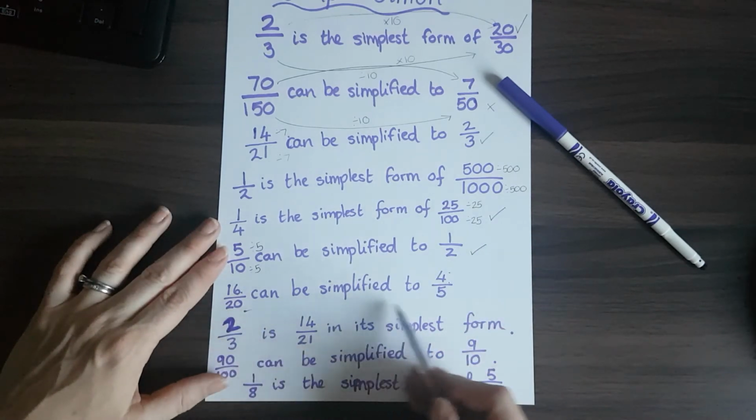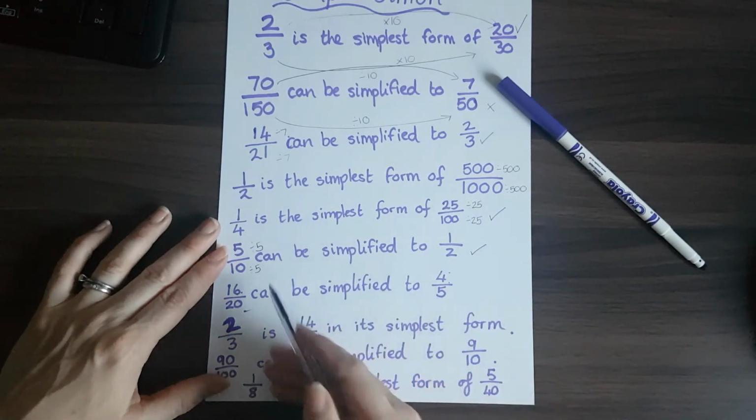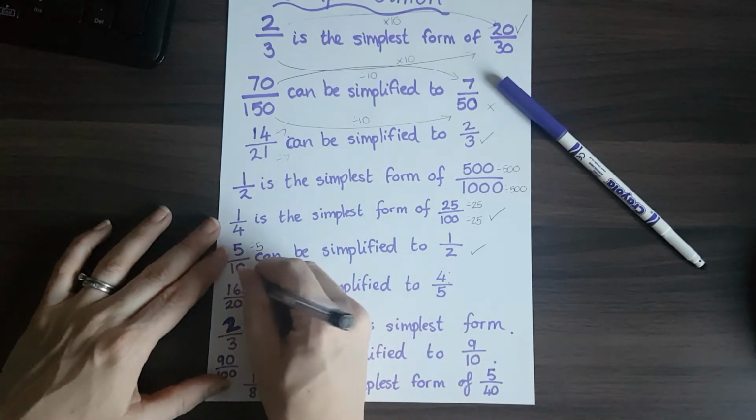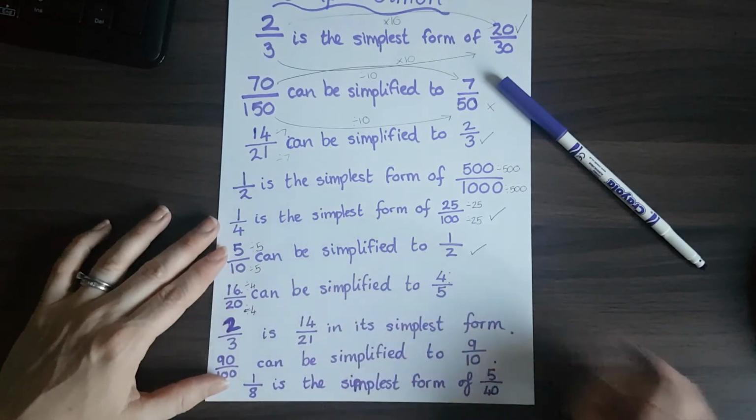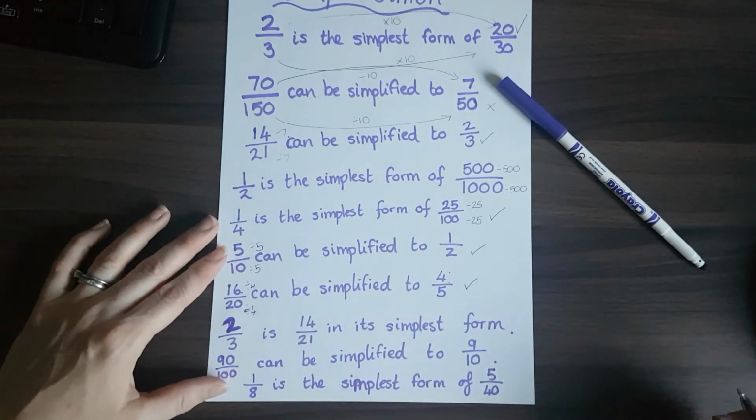16 over 20 can be simplified to 4/5. Well, there are 4 4s in 16, and if we divide 20 by 4, you're going to get 5. So yeah, that one is correct.